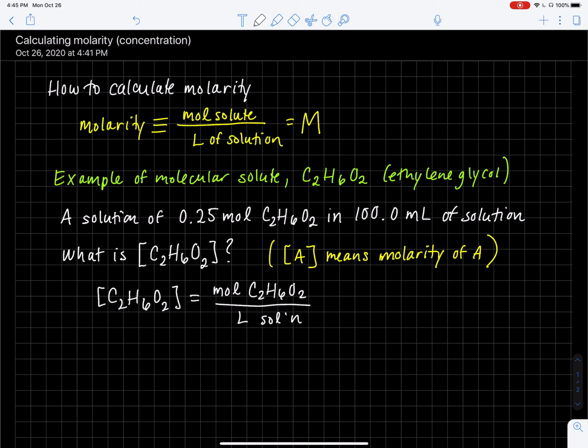Okay, so in this problem, the molarity is 0.25 mole ethylene glycol divided by 100 milliliters of solution. And I have to have liters of solution, so I need to convert this. And there's a couple ways to do it. That's one way you can do it, is to write the conversion factor explicitly. So go ahead and calculate that while I let my cats out of the room where I'm recording.